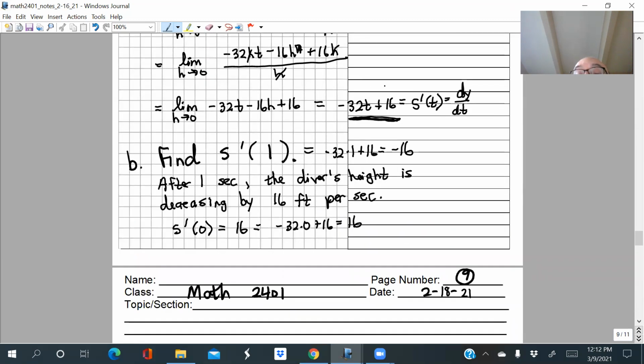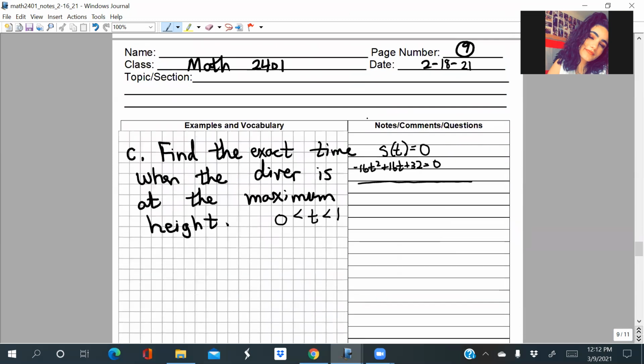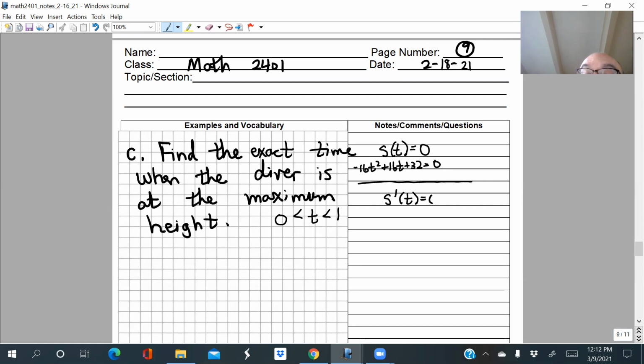We take this formula and do what? Make it equal to 0, right? Okay, so notice it's analogous, but not quite the same, as finding when the diver's height is 0. Here we want to find when the diver's velocity is 0. That is when the diver will reach the maximum height.